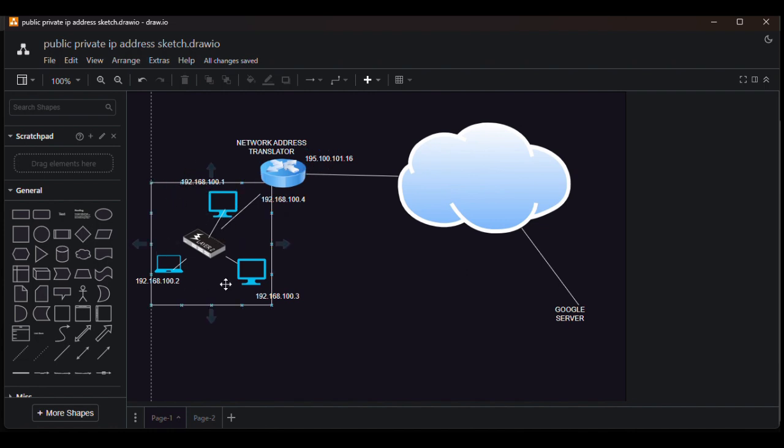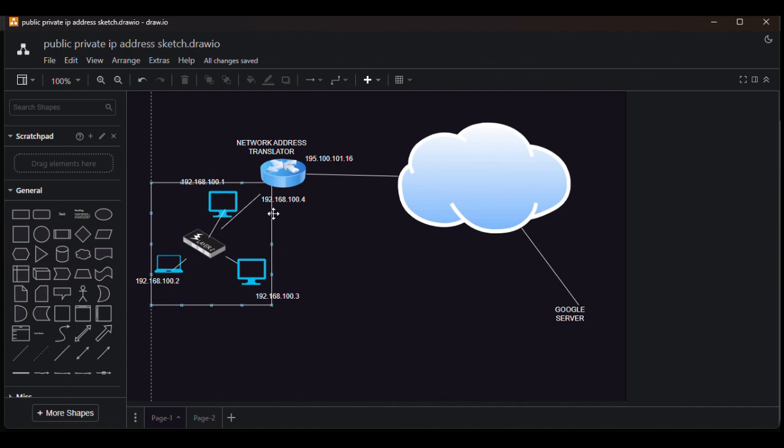From here I have a couple of systems in a small network. I have two laptops and two desktops. These are connected within a local network using a switch. This one has the IP address 192.168.100.1, this one has 192.168.100.2, this one has 192.168.100.3, and the router, the LAN leg, has 192.168.100.4. These are all private IP addresses that can only be used within this local network.